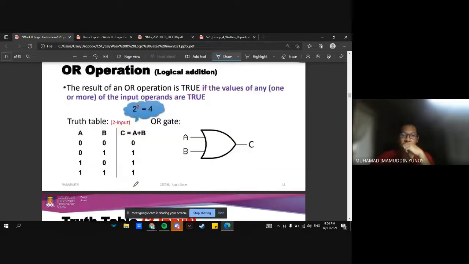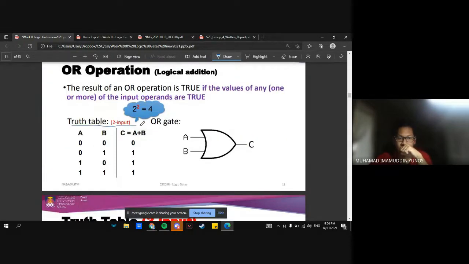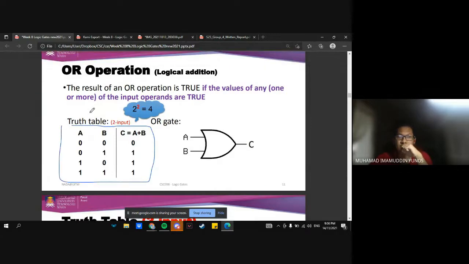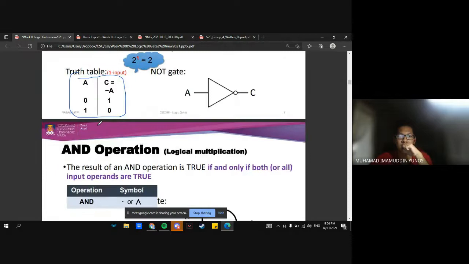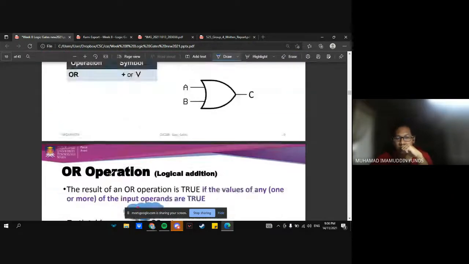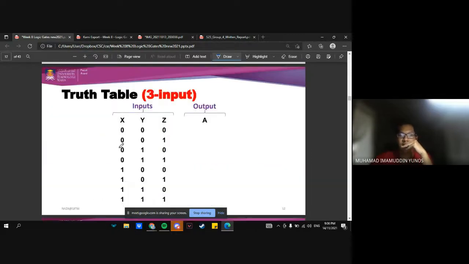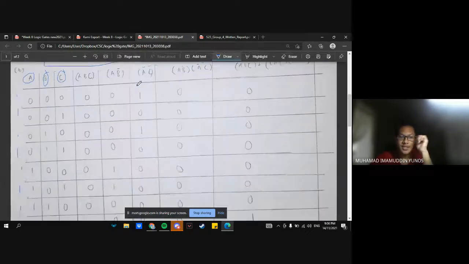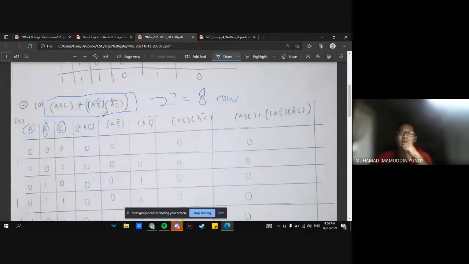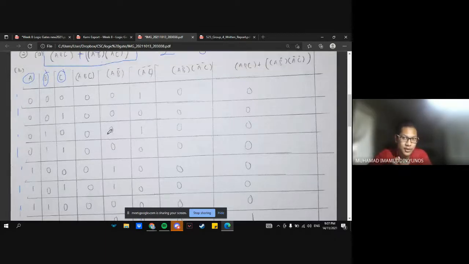Just like I show here, the truth table is for two inputs. What if we add another input, becoming three inputs? The situation will become different. So like this here, it is a different concept for AND.